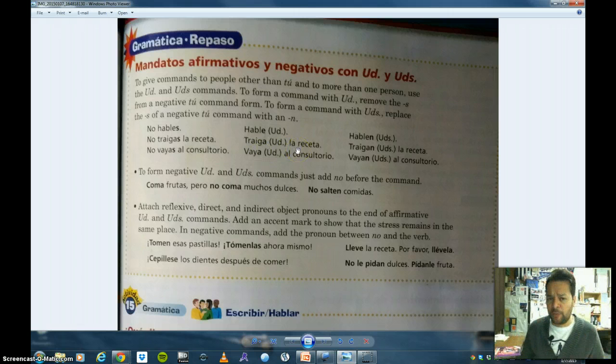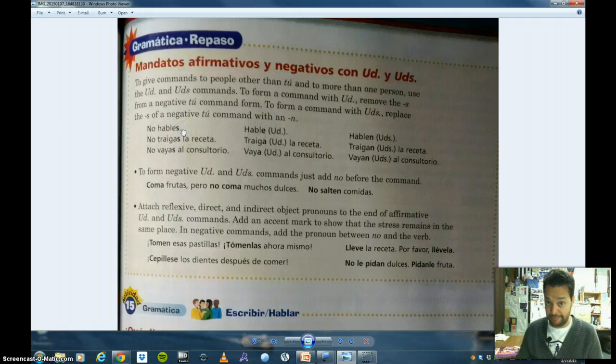What if you're talking to a group of people? What if you're talking to ustedes? Here's what happens. To form a command with ustedes, replace the S of your original negative tú command with the letter N, and that is going to be telling a group of people what to do with ustedes. So take a look.